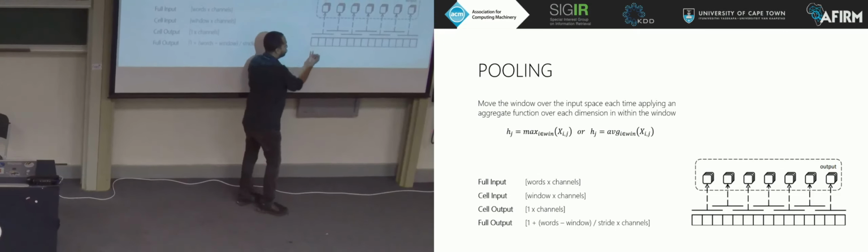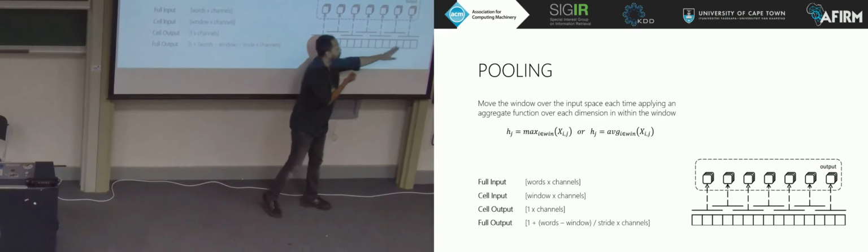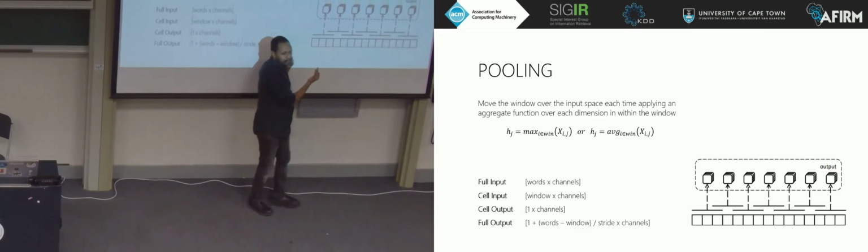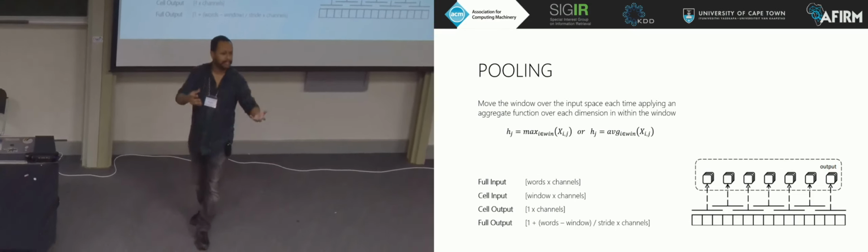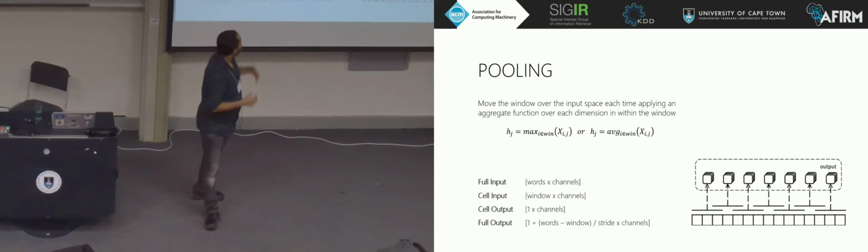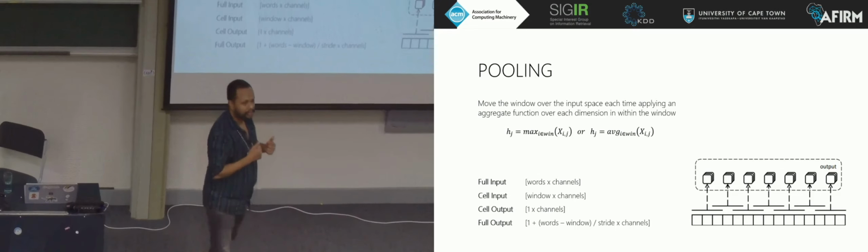So again, you have 10 channels. For the first channel, I'm going to take the max value across this. For the second one, I'm going to take the max value across this. Again, I end up with a vector of size 10, but in this case, we call it max pooling. So there are all of these different pooling strategies that you can use.